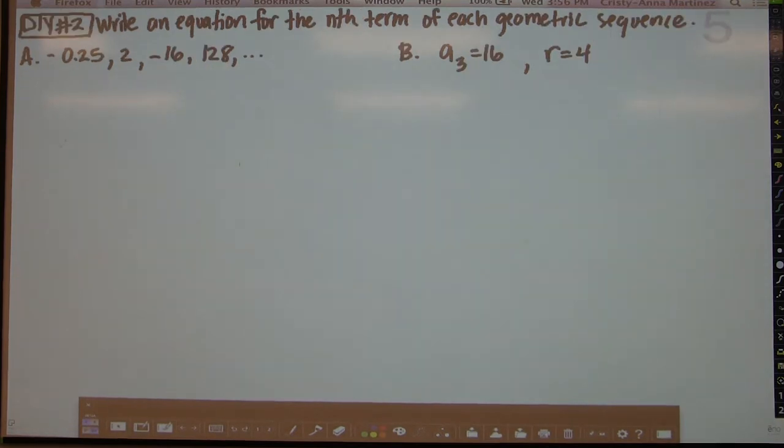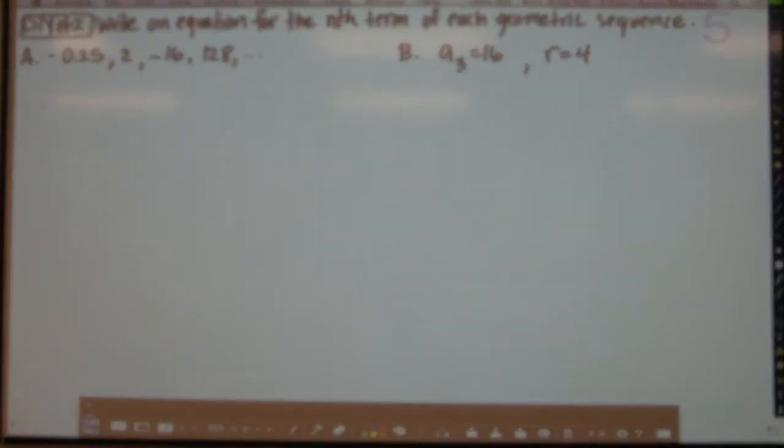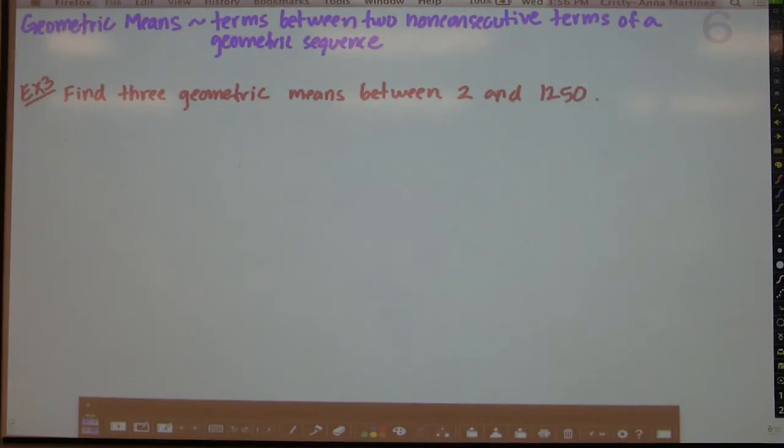And now we would like for you to try this one on your own. And then we're going to go to geometric means. We also saw in our previous lesson arithmetic means, and geometric means are very similar.